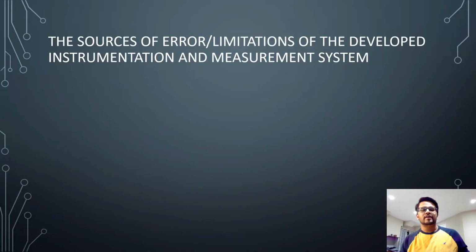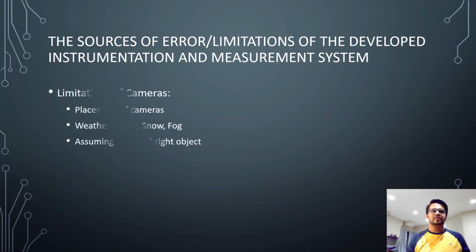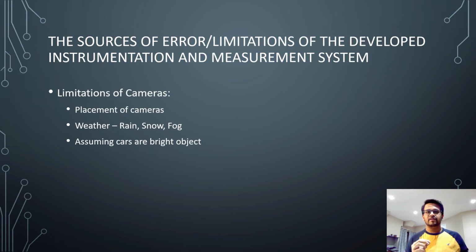Now that we understand how our measurement system works, let's go through some of the limitations and errors it might experience during operation. So first, let's discuss the limitations of the camera. The placement of the camera can be challenging, and it might determine how far the system can look for vehicles. The second limitation of using cameras is weather.